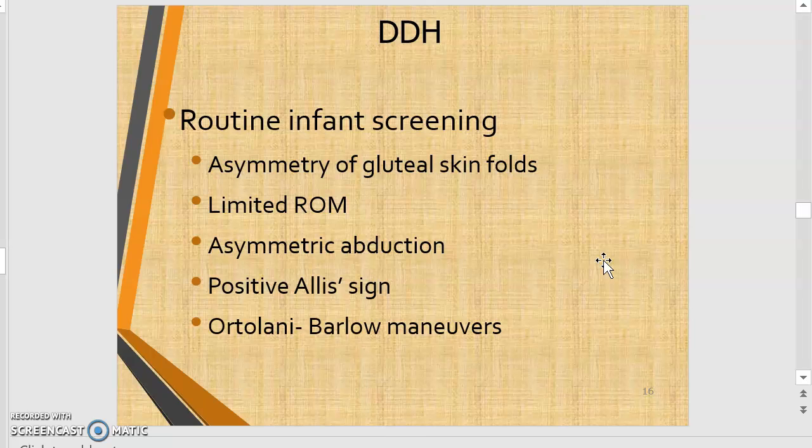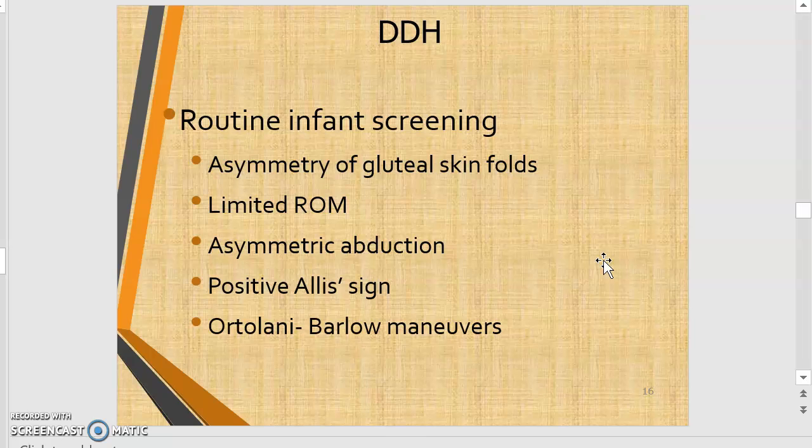Barlow and Ortolani, these are tests used to identify unstable hips. So Barlow's, the infant's placed supine with the hip flexed to 90 degrees and the neutral rotation. The examiner adducts the hip while applying a posterior force on the knee to cause the head of the femur to dislocate posteriorly from the acetabulum. A palpable clunk can be heard as the femoral head exits the acetabulum. So again, that would be an unstable hip.